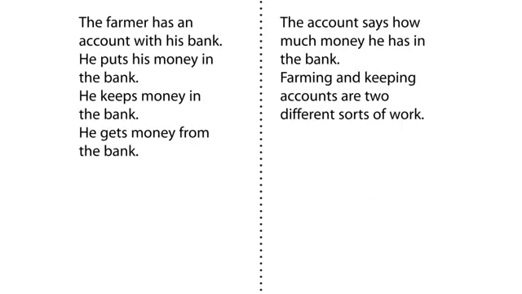The farmer has an account with his bank. He puts his money in the bank. He keeps money in the bank. He gets money from the bank. The account says how much money he has in the bank. Farming and keeping accounts are two different sorts of work.